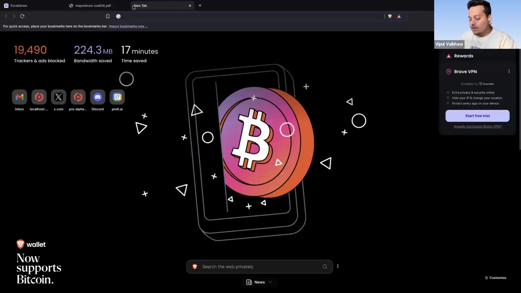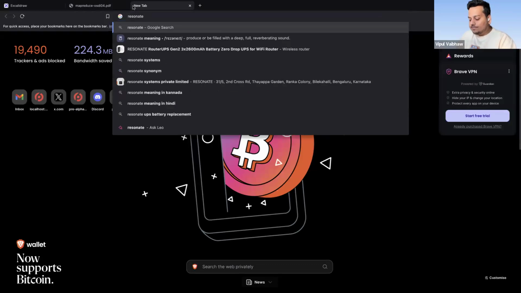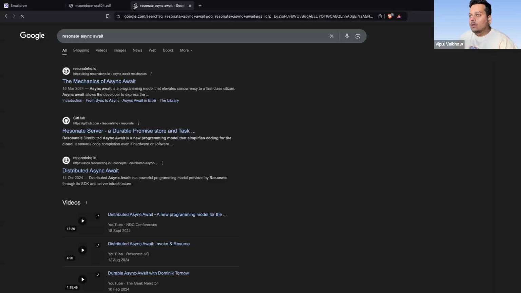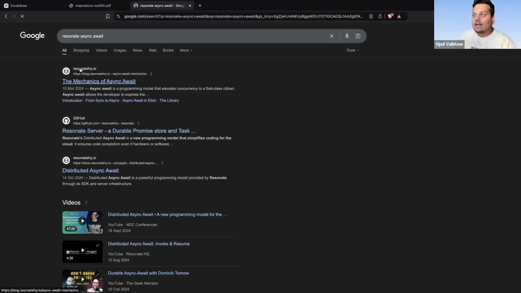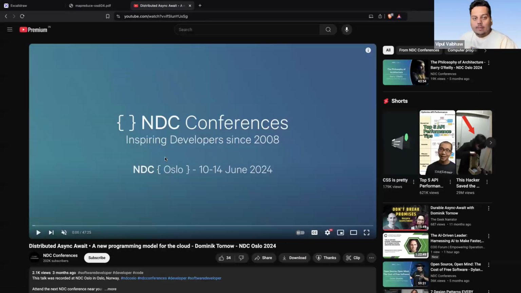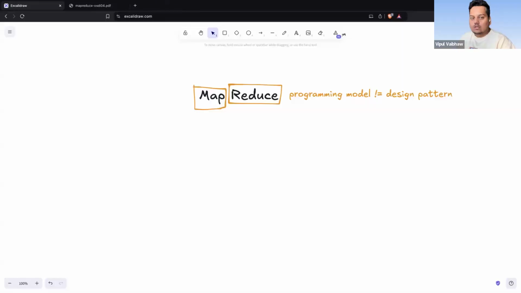There is this open source project named Resonate, or basically say Syncable, right? So they are also designing a programming model. So here is the talk: a new programming model for the cloud. Basically, he's going to talk about how designing modern distributed async await is going to be possible only with a new programming model. So programming model is something which a lot of people are thinking about. Hence, it makes sense to just think about programming models. The programming model is not equal to design pattern.